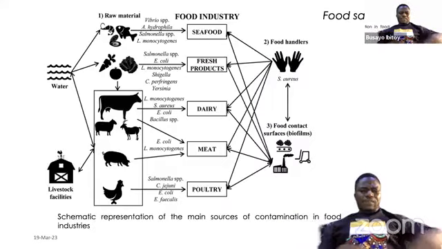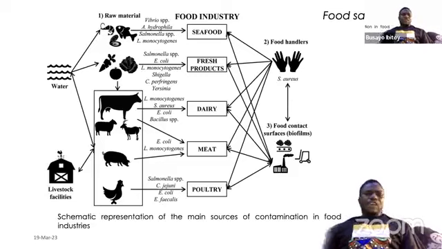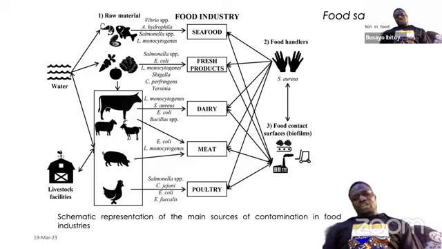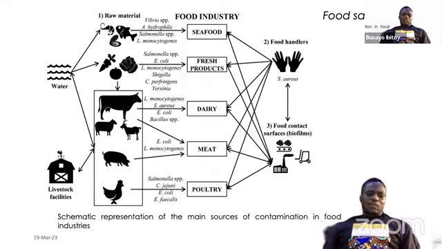This is a schematic representation of the main sources of contamination of food. We have the water, the environment of the animal, and the feed. We can see that from the environment or from the water the animal consumes, or from the environment the animal lives in, they could become infected with any of these microbial contaminants, ranging from Vibrio to E. coli, Salmonella, Listeria, Bacillus, Campylobacter, and what have you.